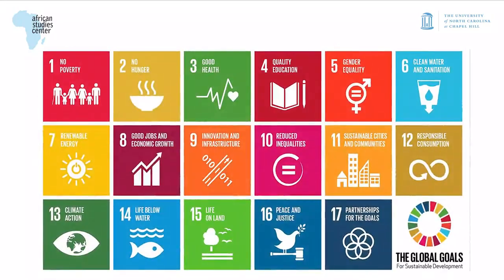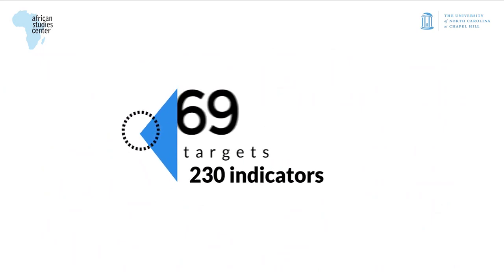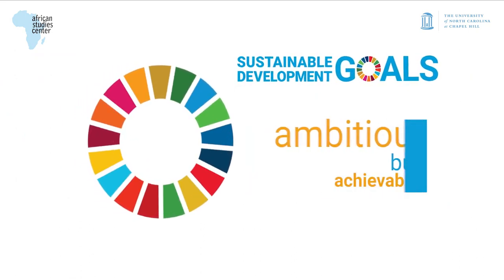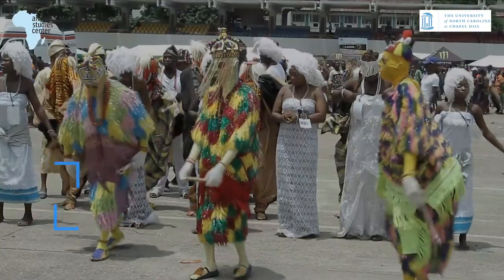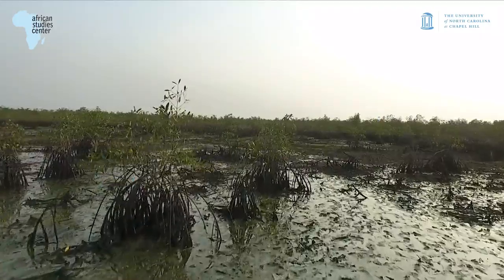The 17 goals constitute 169 targets and 230 indicators. The global goals are ambitious but achievable. It integrates all three aspects of sustainable development, and they are social, economic, and environmental.